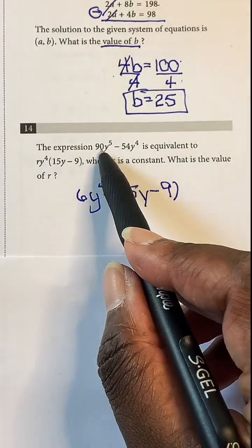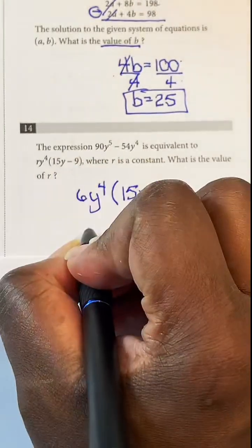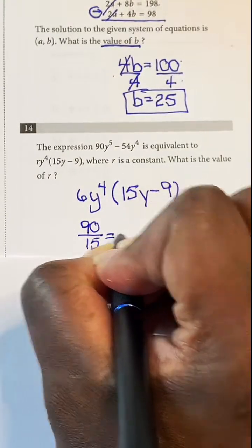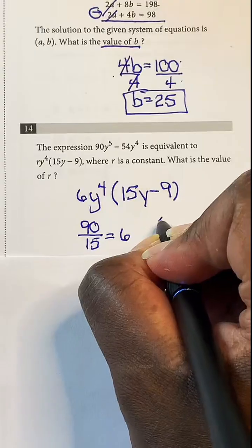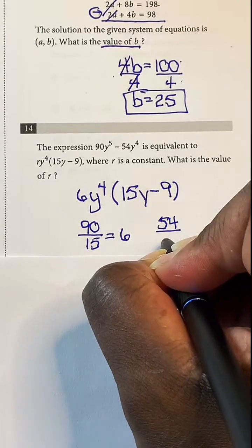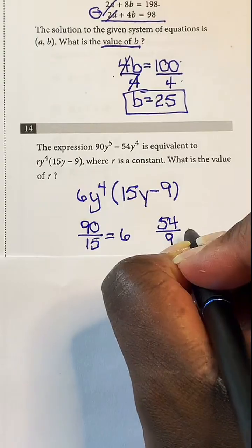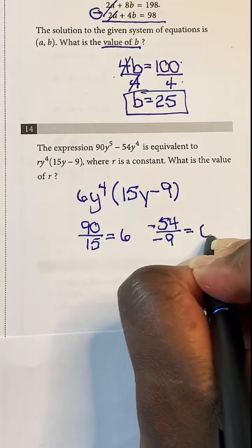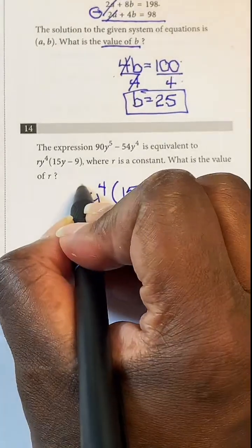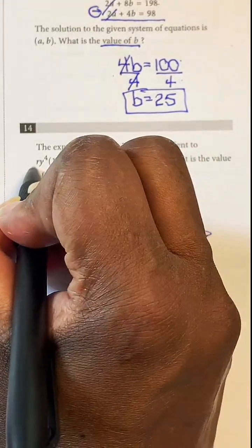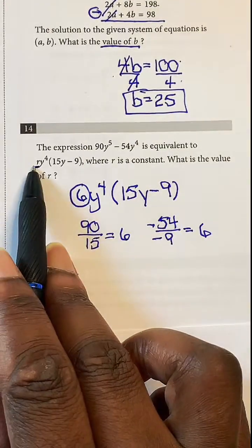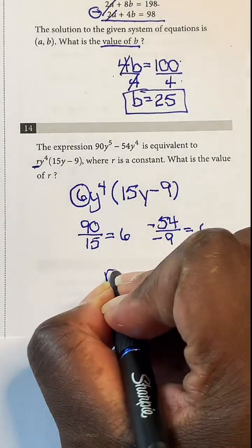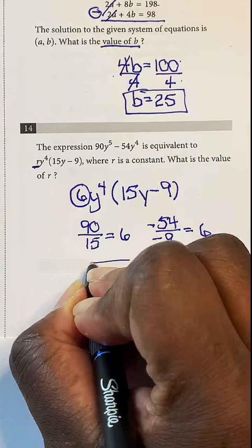Or you can do this. What's 90 divided by 15? If I do 90 divided by 15, that will give me 6. If I did 54 divided by 9, and both of them are negative, that will also give me 6. So we just want to know what r is. And r is the number that's in front of our y to the fourth. So r is equal to 6.